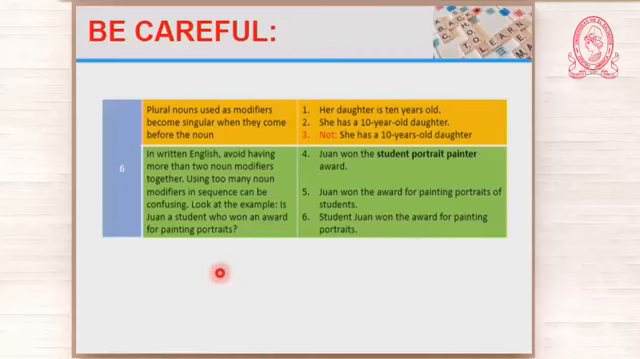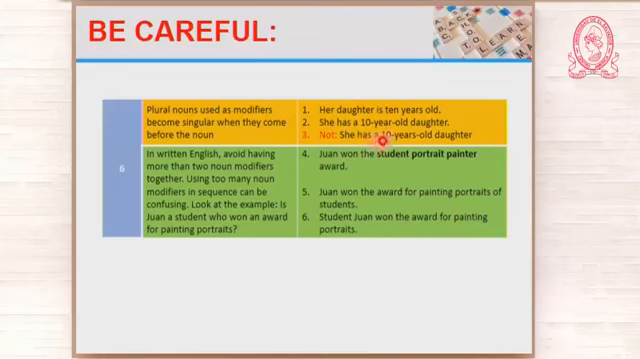Something for you to be careful with. Number 1, plural nouns used as modifiers become singular when they come before the noun. That is a general rule. There are some exceptions, but in general, this is the way it goes. Example number 1. Her daughter is 10 years old. You see, years is in plural. But when you use this as a compound modifier, look at sentence number 2, she has a 10-year-old daughter. Year is in singular, no matter you're talking about 10 years, okay?